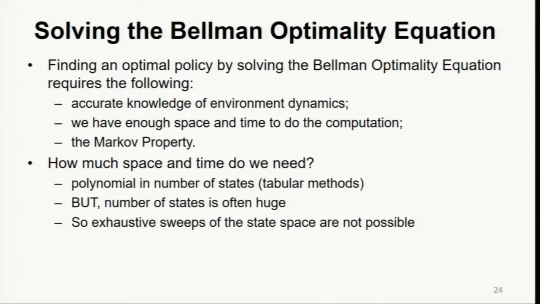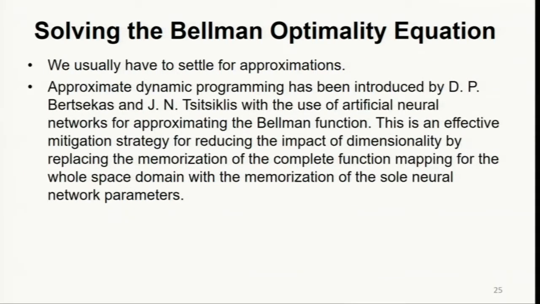So how much space and time do we need? Polynomial in the number of states, because you need all the Vs. If you have 10 states, you need space for all 10 states, and then you update to the next iteration. But the number of states is often huge, if you have 1,000 or more. So exhaustive sweeps of the state space are not possible. So we usually settle for approximations.